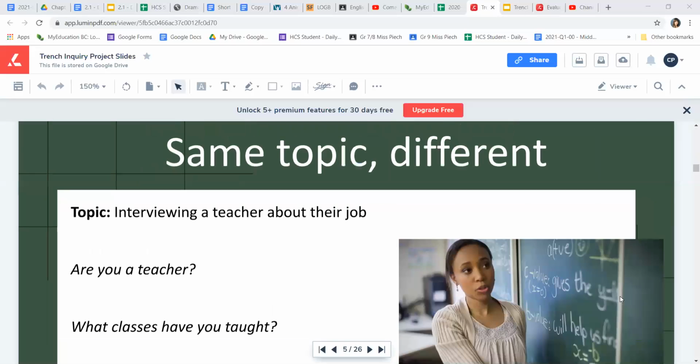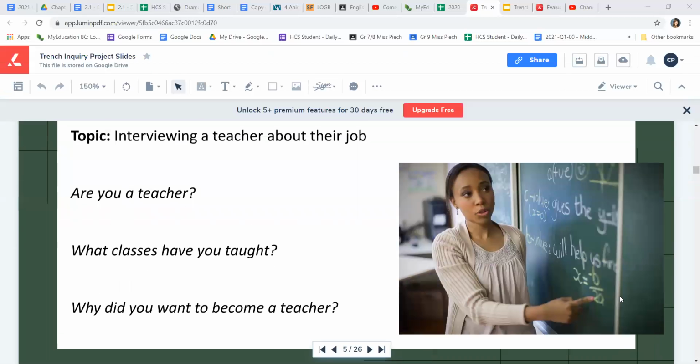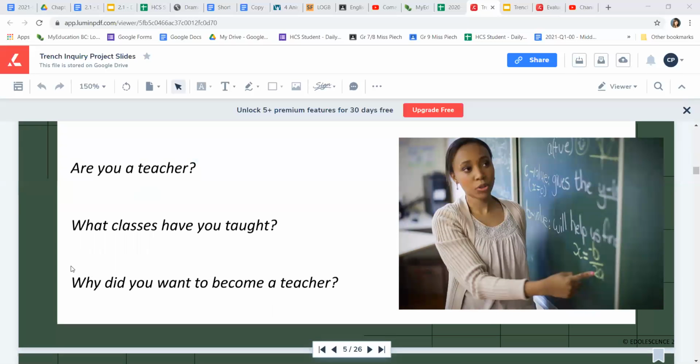So just to give some examples here, and you'll get a chance to look at this, and I'm not going to spend too much time on this, but with these questions here: are you a teacher? What classes have you taught? Why did you want to become a teacher? If you take a look at that, you should be able to figure out pretty quickly which ones are more like weaker, closed questions where there's really only one answer for it.